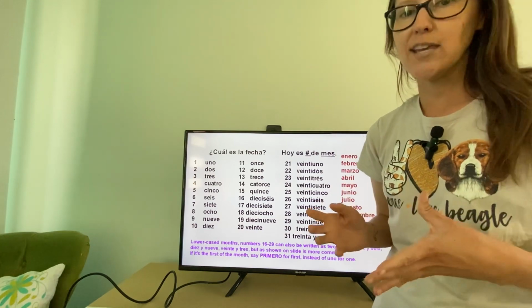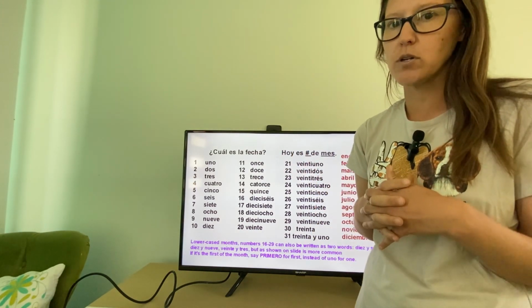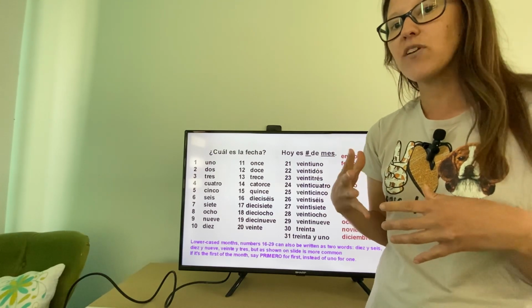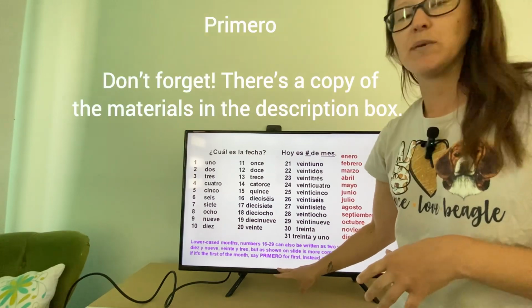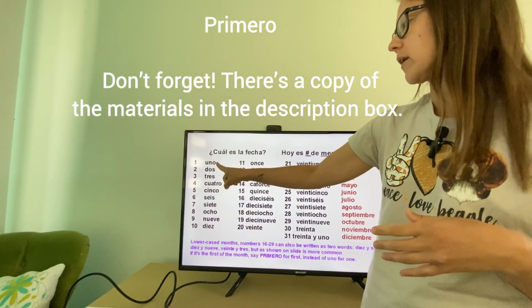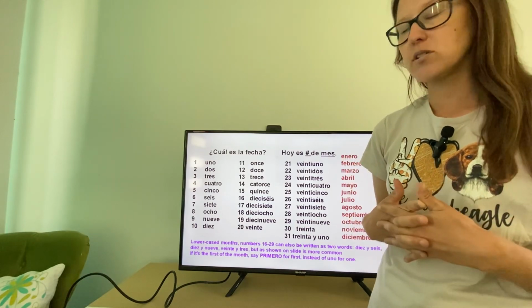They do use regular numbers, 1, 2, 3, 4, 5, not ordinal numbers, 1st, 2nd, 3rd, 4th, 5th, except for if it is the 1st of the month, you can say primero, which means first, instead of saying 1. So let's go through the pronunciation of the numbers and the months.